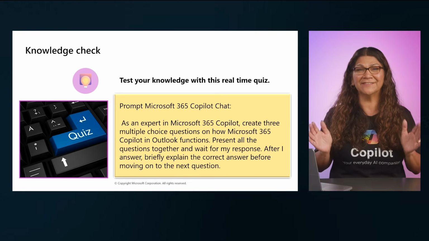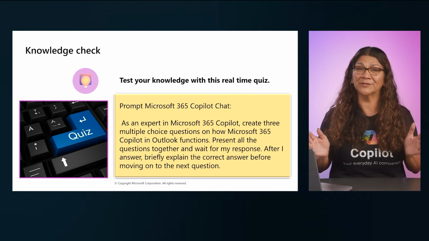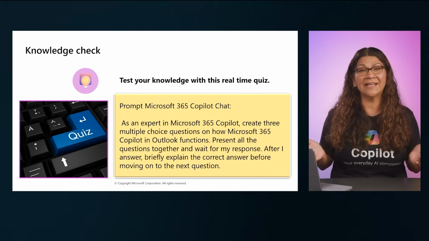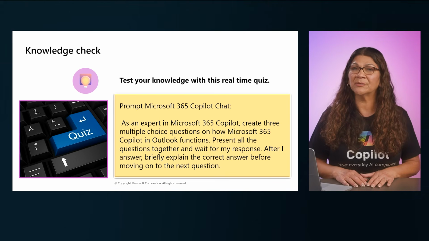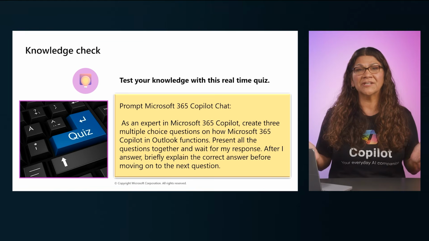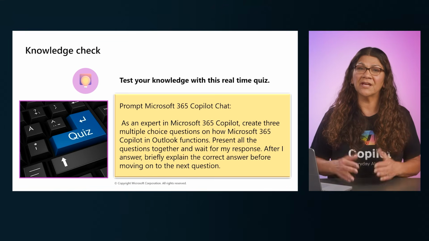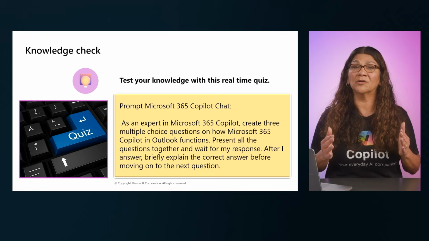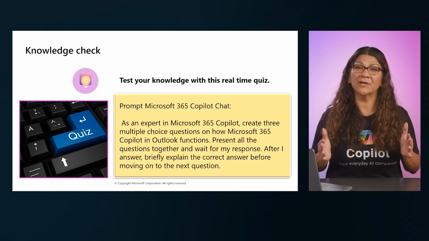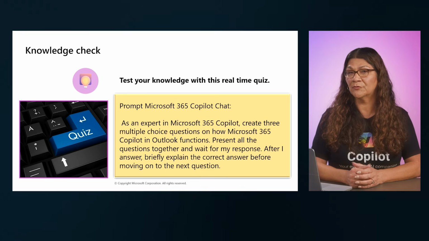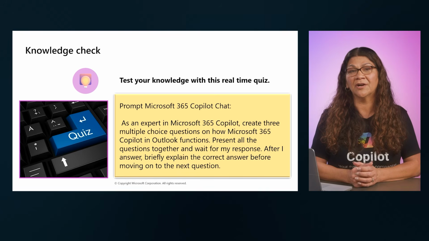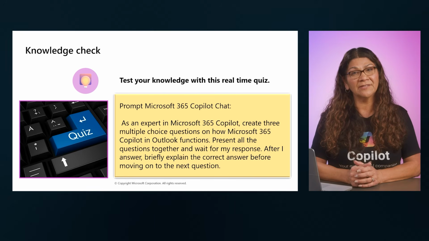This knowledge check gives you a chance to test what you've learned about using Copilot in Outlook in real time. You can use Copilot Chat to generate your own quiz, answer each question, and then see an explanation of the correct response. It's a quick, interactive way to reinforce key concepts and make sure you're confident with the tools before moving on. Let's dive in and see how much you've learned so far. You may also get started by using the prompt that we have here.